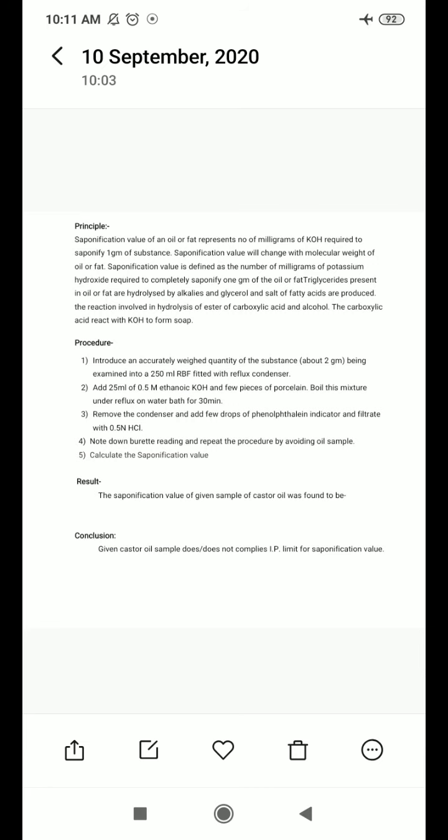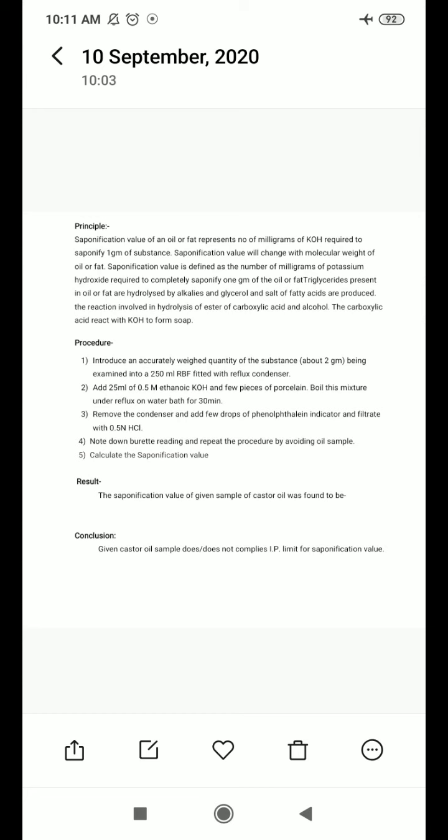Now, what is the principle? The saponification value of an oil or fat represents the number of milligrams of KOH required to saponify 1 gram of substance. What is the definition of saponification value? It is the number of milligrams of KOH required to saponify 1 gram of substance. This is known as the saponification value.